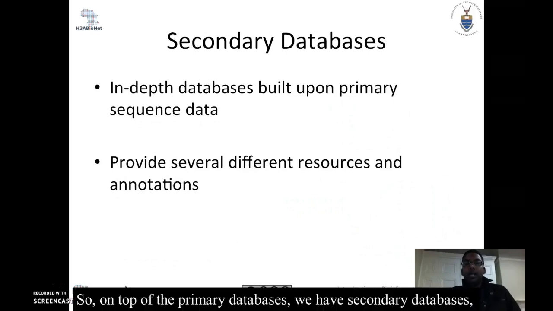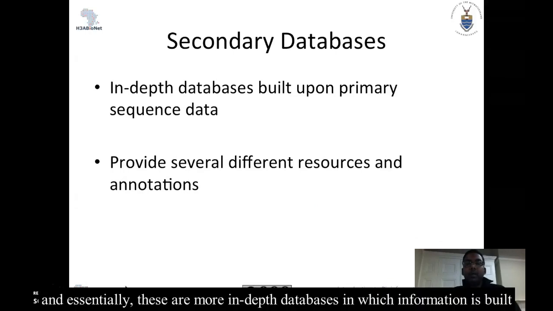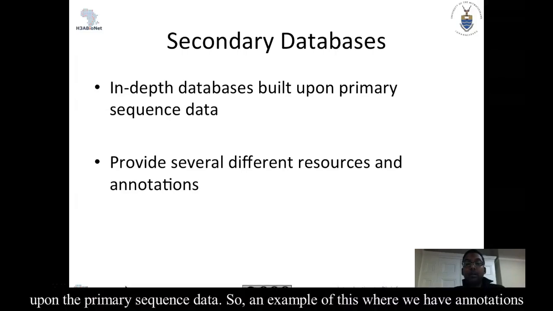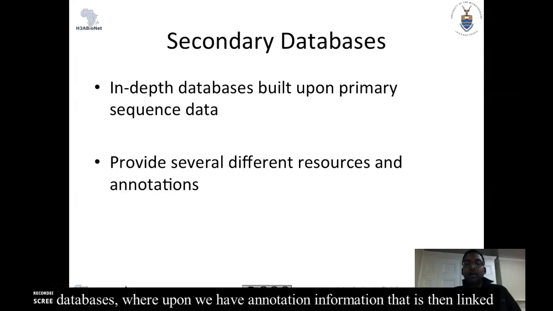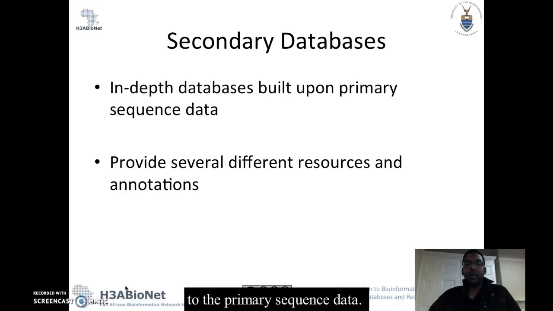So on top of the primary databases, we have secondary databases. Essentially, these are more in-depth databases in which information is built upon the primary sequence data. So an example of this is where we have annotations for a particular sequence. And there are several different types of secondary databases whereupon we have annotation information that is then linked to the primary sequence data.